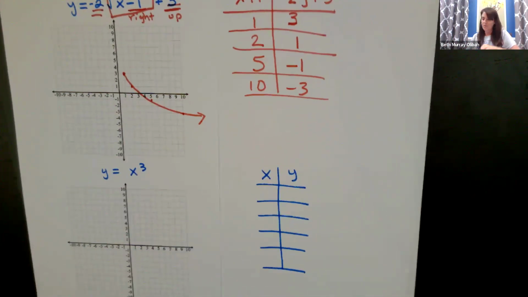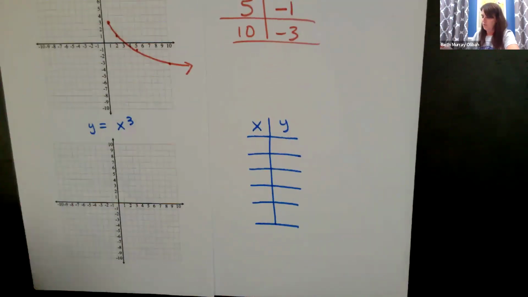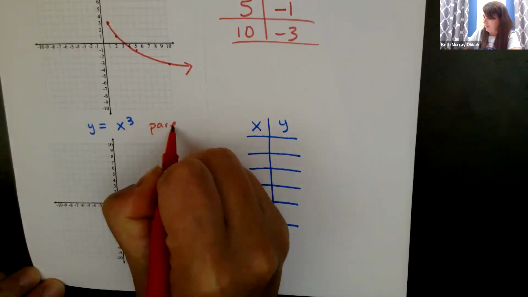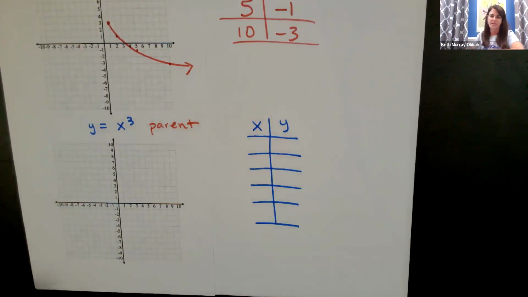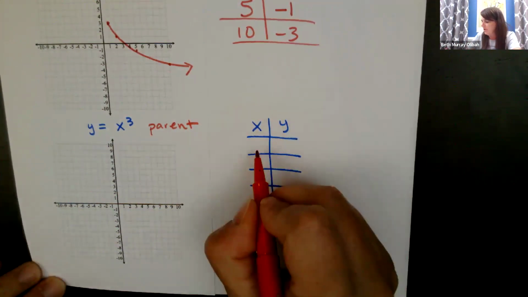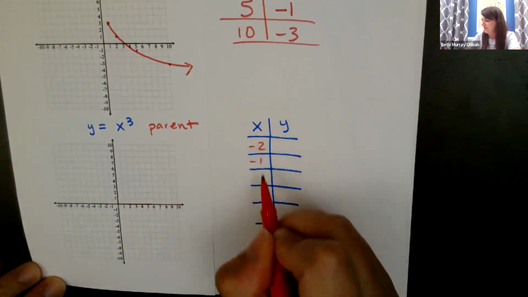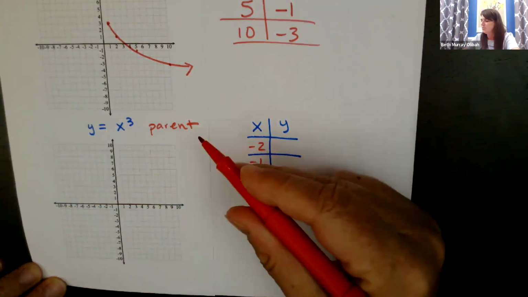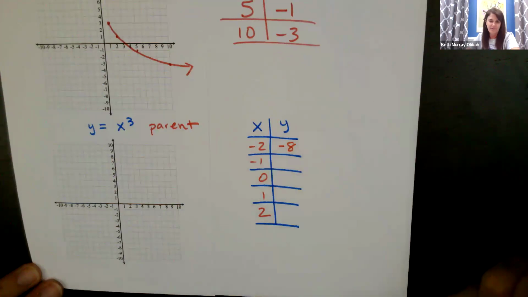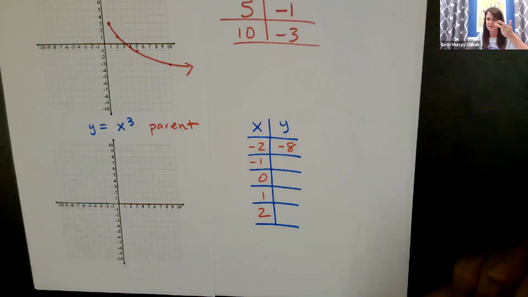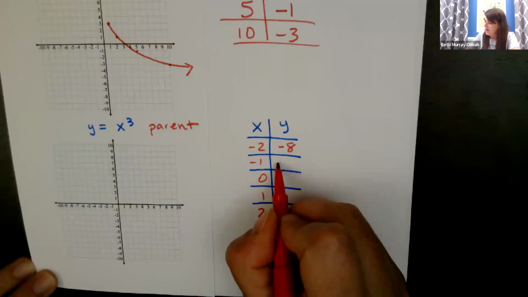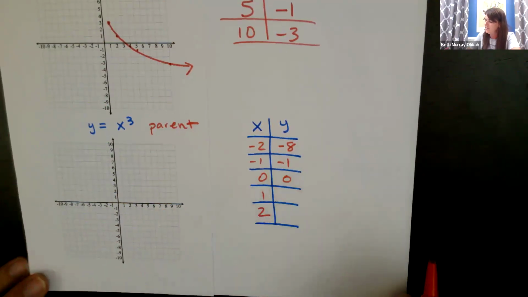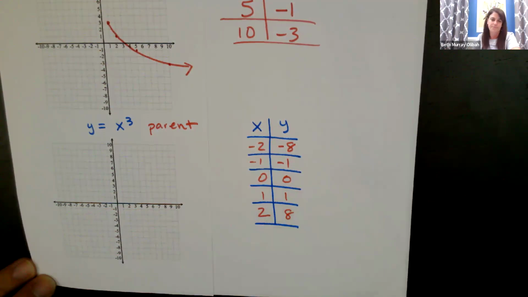Let's do the same type of thing with an x to the third or a cubic graph. So again, this would be considered the parent graph because there's nothing that's happened to it. Nothing's been multiplied, added, or subtracted. So this time I am going to do my normal -2, -1, 0, 1, and 2 because I know I can cube all of these numbers. -2 to the third power would be -8 because it's -2 times -2 times -2. -1 to the third power would be -1. 0 is 0, 1 is 1, and 2 is 8.